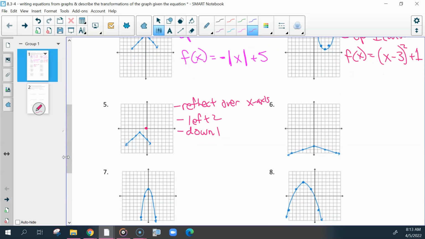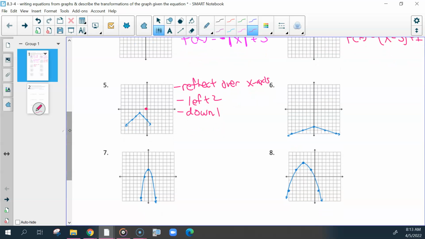Now there are three things. You could have all of the transformations, not all, because it can't stretch and compress at the same time, vertically. Anyway. Reflect over the x-axis. Is that inside or outside? Outside, because it's vertical. Left 2, is that inside or outside? That's inside. And the last one is outside. But this would be which function?